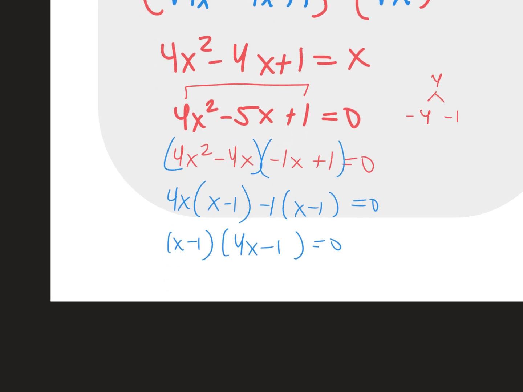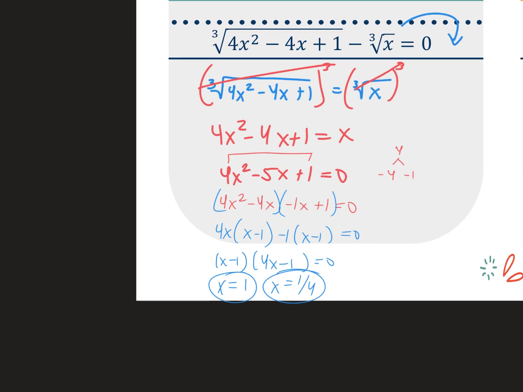So what are my 2 answers? x equals 1 and x equals 1/4. There you go. If you want to check, you can. You don't have to, because you're taking a cube root, so you can have negatives underneath. It's fine.